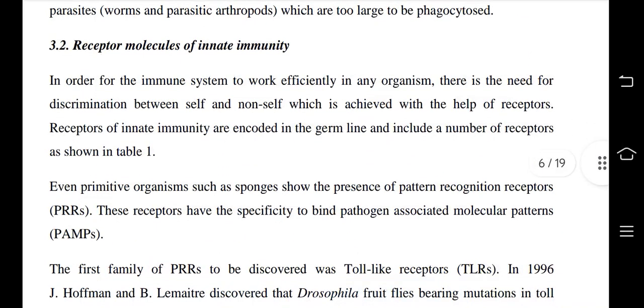Next, receptor molecules of innate immunity. In order for the immune system to work efficiently in any organism, there is the need for discrimination between self and non-self, which is achieved with the help of receptors. Receptors of innate immunity are encoded in the germline. So even primitive organisms such as sponges show the presence of pattern recognition receptors, or PRRs. These receptors have the specificity to bind pathogen-associated molecular patterns, or PAMPs.